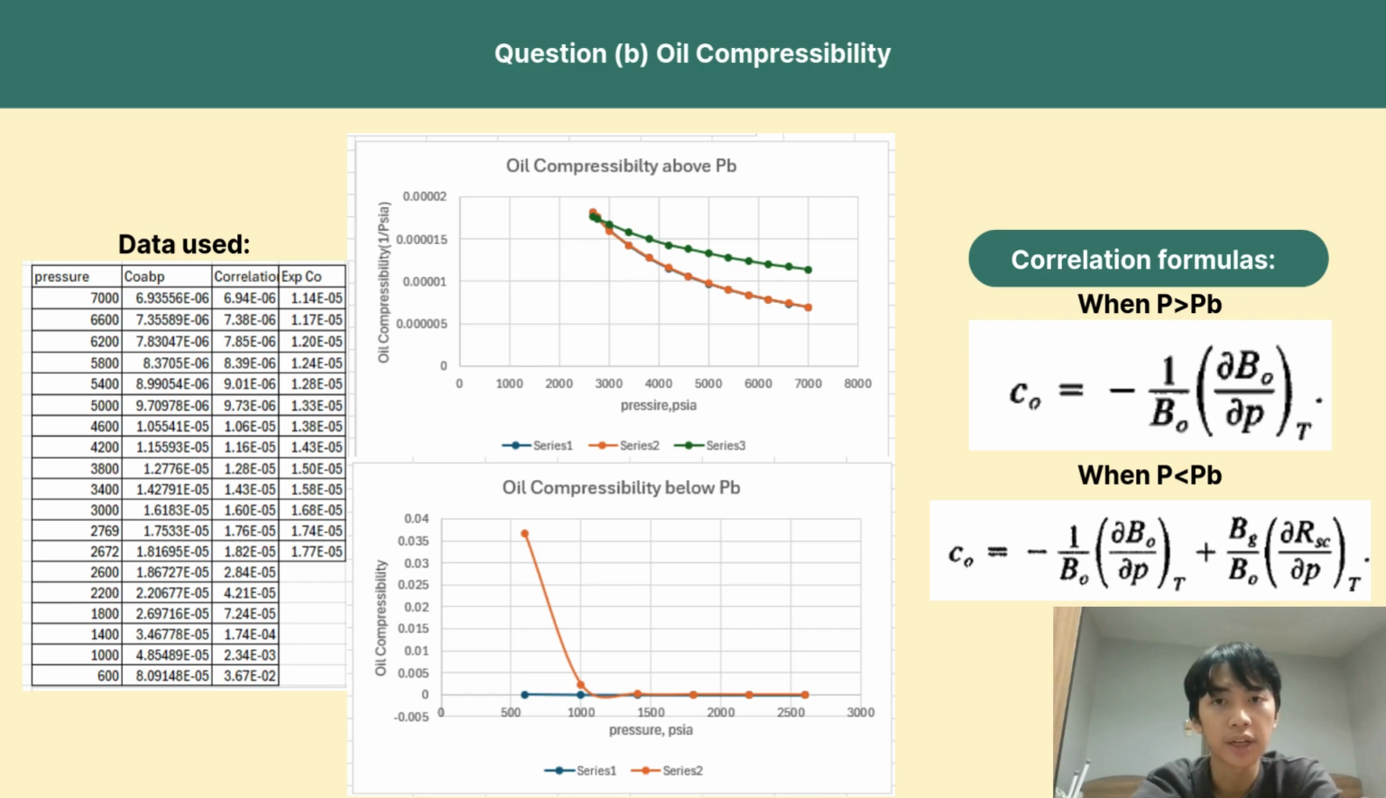And then we plotted a graph of oil compressibility versus pressure. As you can see, there is one curve above the bubble point and one below the bubble point. There is a similar trend in both: as the pressure increases, the compressibility decreases.